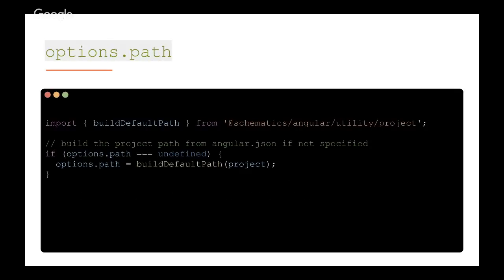And so underneath that project, we've got information about that application or that library, like its selector. The next thing we need to do is figure out where we're actually going to generate these components, so we need to figure out the path. If you haven't specified the path, we're going to use this function called buildDefaultPath. And again, we're going to use these helper functions rather than writing all this code ourselves. And this also comes out of the Schematics Angular utility folder.